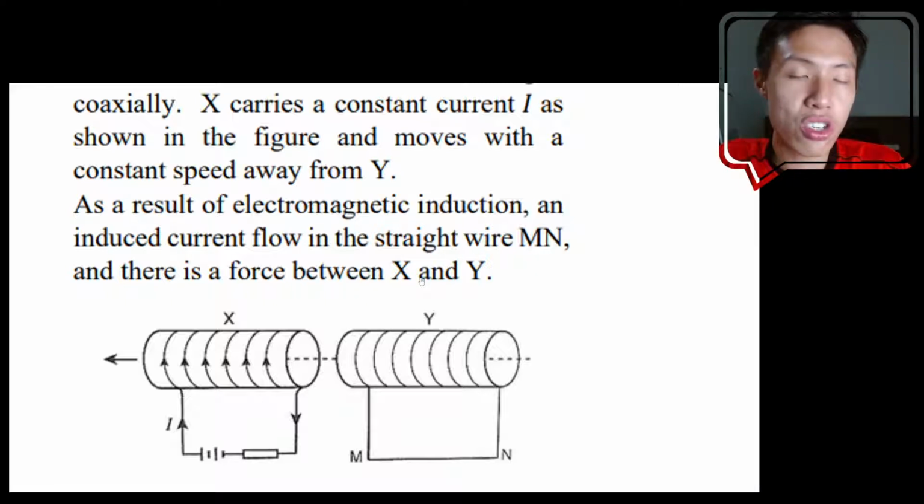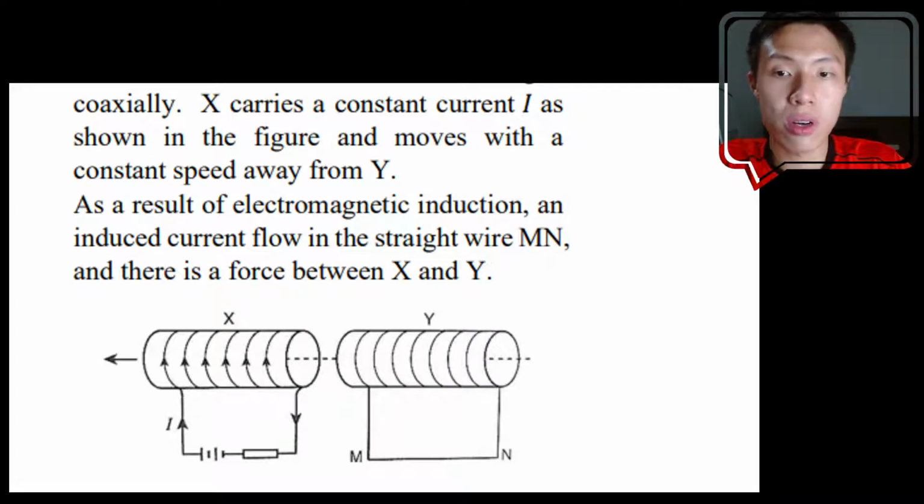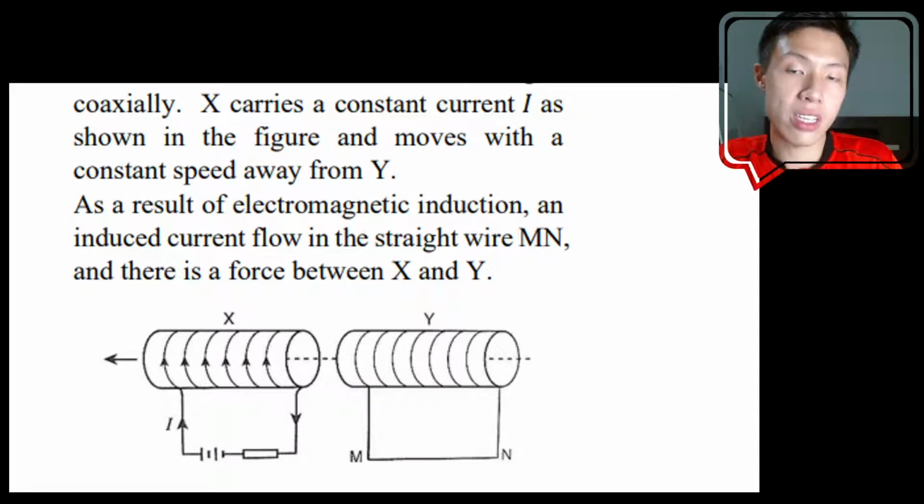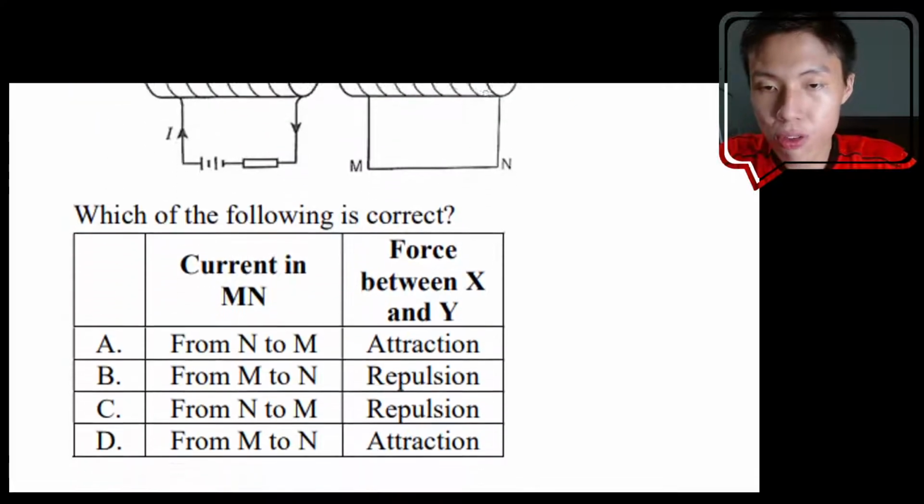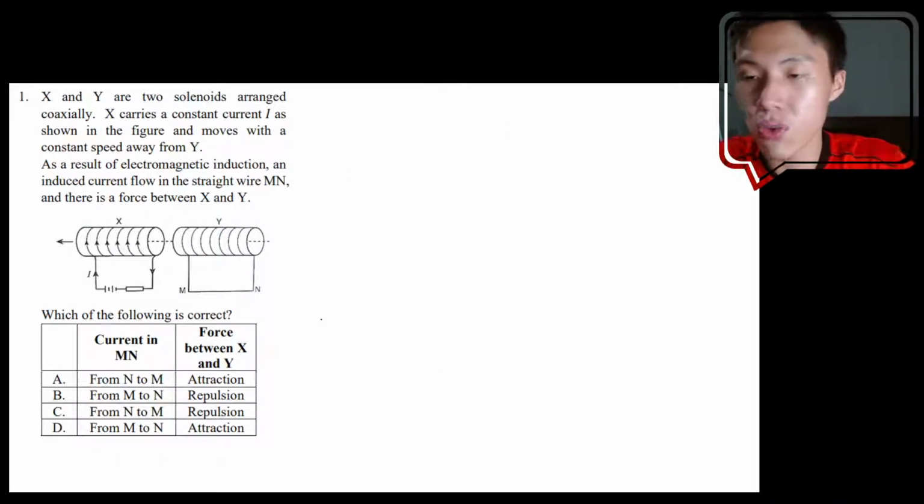We should expect that the current flowing in solenoid Y will produce a magnetic field as well. Because solenoid X produces a magnetic field, and solenoid Y produces a magnetic field, their magnetic fields will cause a magnetic force between coil X and coil Y. Which of the following is correct? They ask whether the current is flowing from N to M or M to N, and whether the force between X and Y is an attraction force or a repulsion force. So let's go through this situation right now.